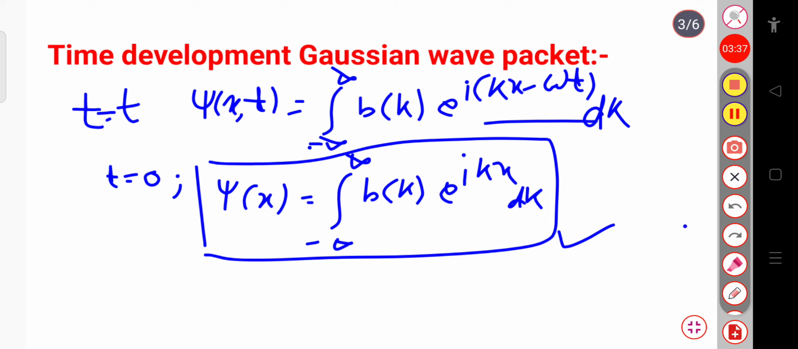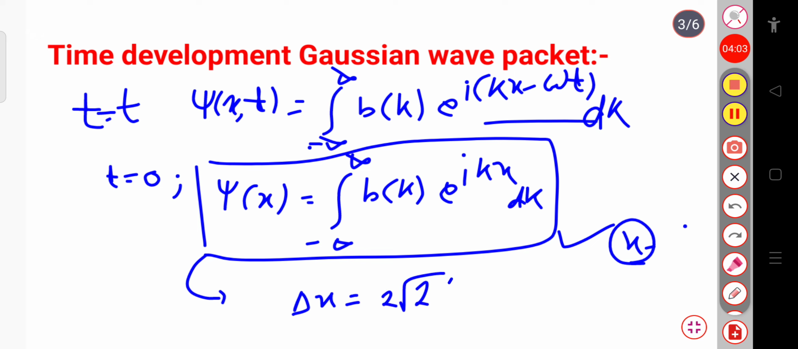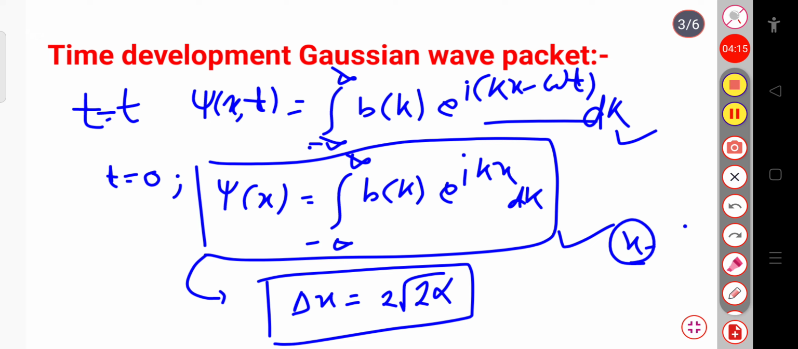In the previous classes, we have calculated for this psi of x at t equal to 0 the delta x, that is the width of the Gaussian wave packet in the x space, that is the position space. This value is equal to twice of root over 2 alpha. This is the width of the Gaussian wave packet. But now we will see, after some time interval t, the time development of only the Gaussian wave packet, not the general case.